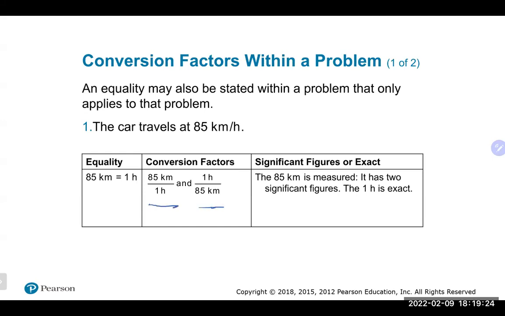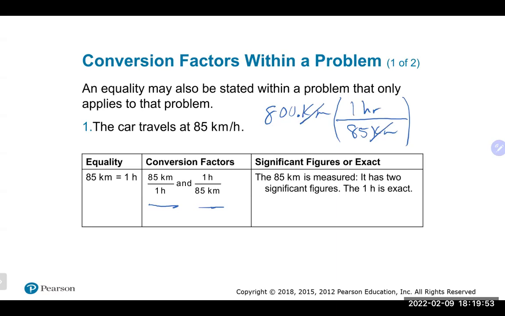Our speed is 85 kilometers in 1 hour, which means if I drove 800 kilometers, we'd use the conversion factor where the kilometers would be on the bottom, which would be 85 kilometers, and up on top would be 1 hour. If we do that, the kilometers would cancel.